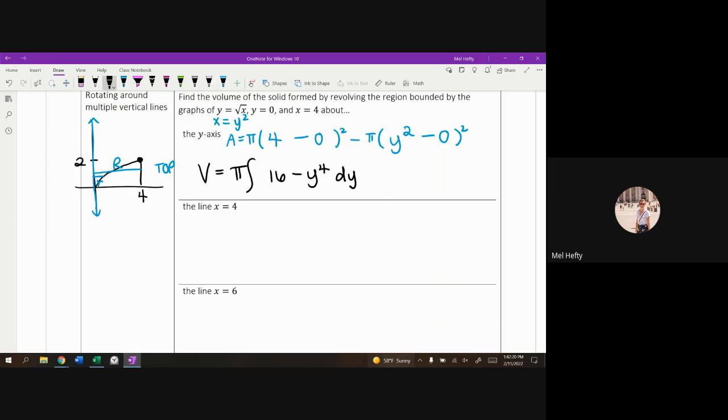What am I missing? Thoughts? 0 to 2. If I'm working in terms of y, I do want to be going up and down. I want to be thinking y values, so that 2 that Ashley provided us with, great. Shall we rotate around something different? Yeah.